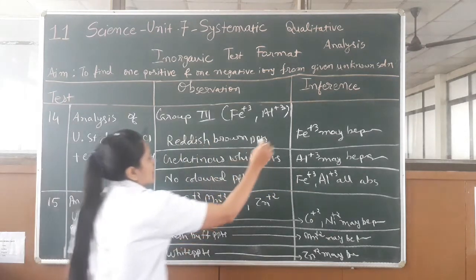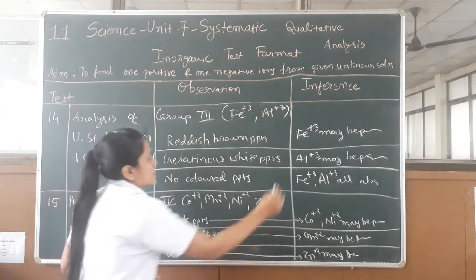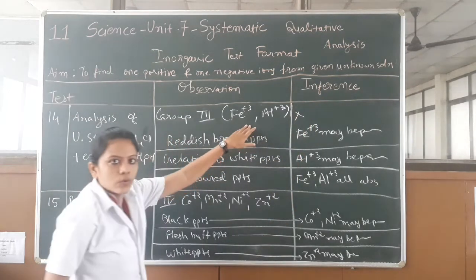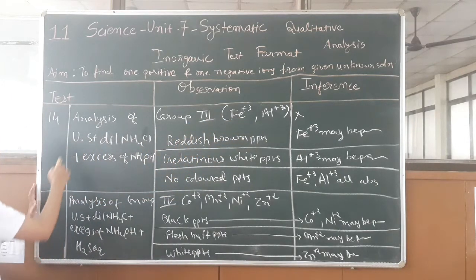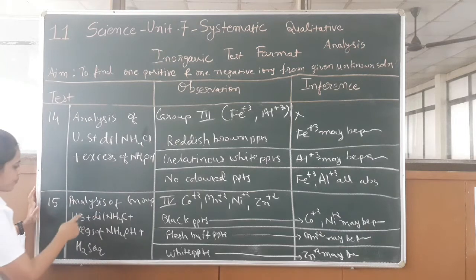But in the board syllabus, they will not give you Fe+3 and Al+3. They will not give you this. Group third done, now grab group 4.